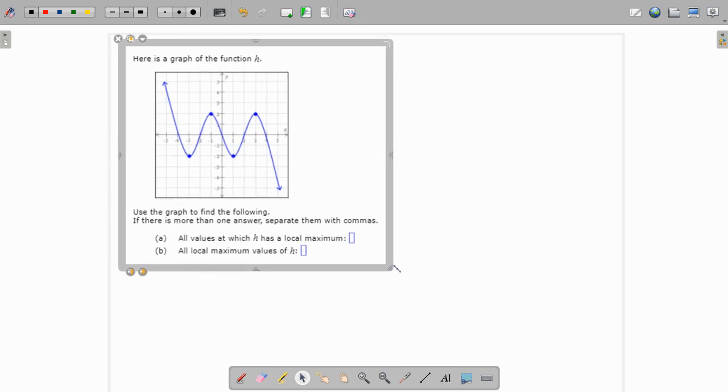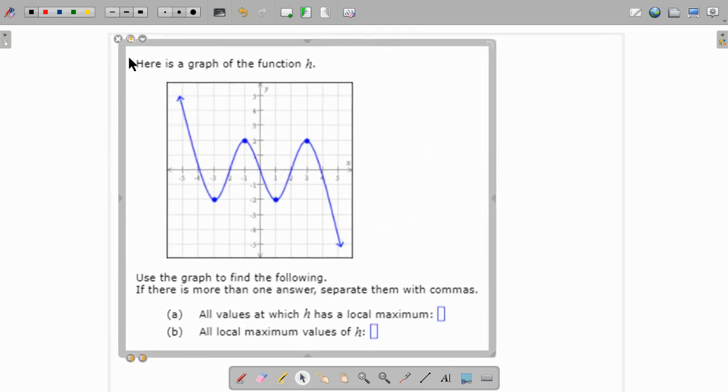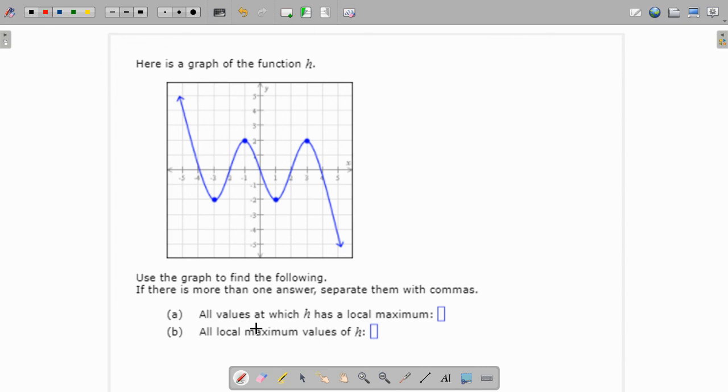There we go. Okay, so just be careful here. All values at which x, so this one's opposite. So this is the x values, these are the y's. Okay, so we want a local max. So we want the tops of the hill. So local max. So let's start with the x values here. We have -1 and 3, just like before. Okay, so those are our x values.